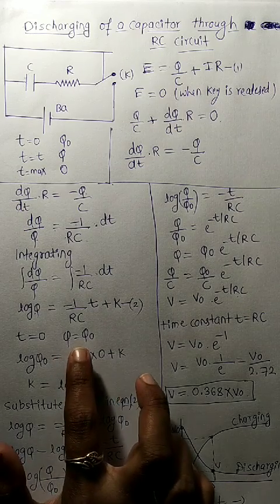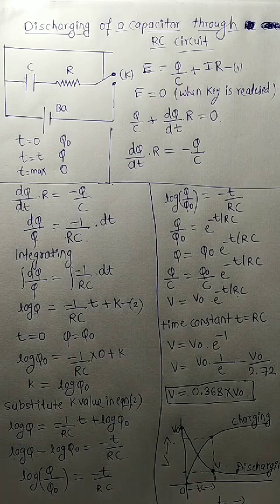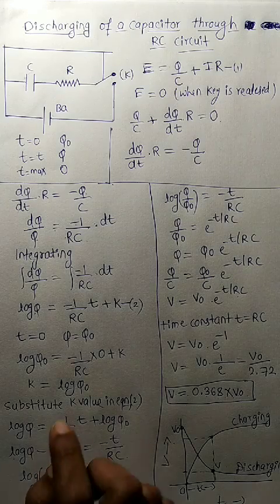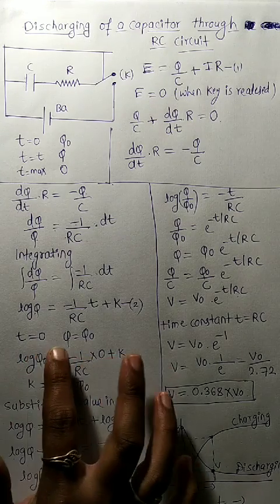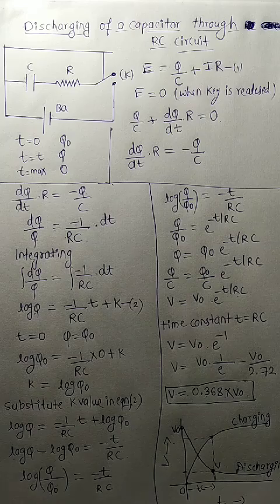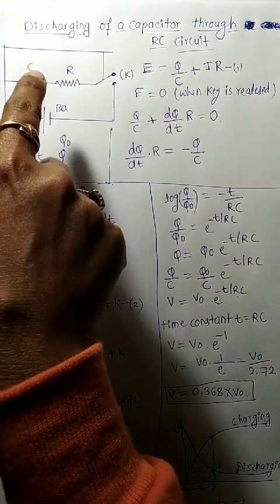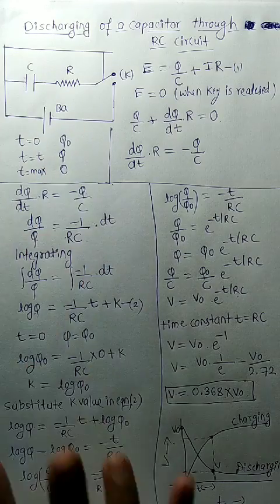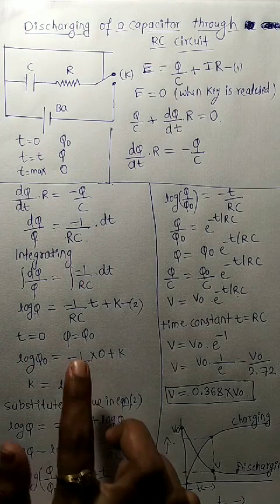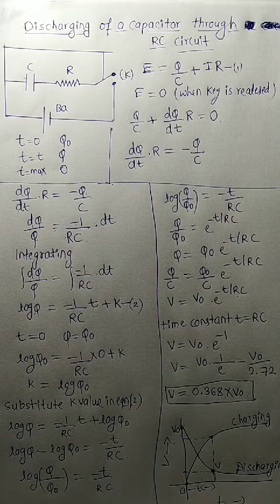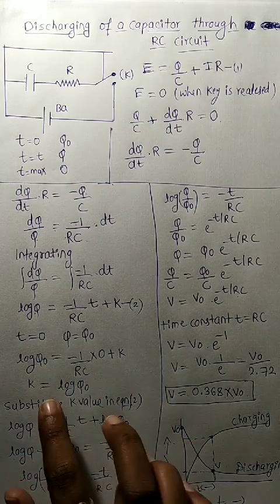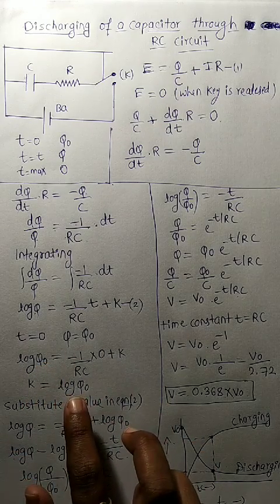So that's what Q is equal to, you got Q naught. Because somebody will write that when time is 0, Q is 0. Directly they will write it, but it is wrong. When time is 0, the maximum number of electrons is already there in the capacitor. So we should write Q is equal to Q naught. Substituting these values, we got K is equal to log Q naught.